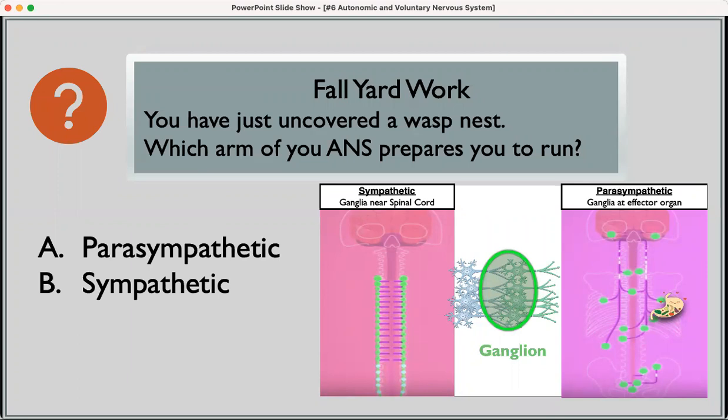Next question. So you're doing fall yard work. You've just uncovered a wasp nest. Which arm of your autonomic nervous system prepares you to run? Is it your parasympathetic or your sympathetic nervous system? And the answer is the sympathetic nervous system.